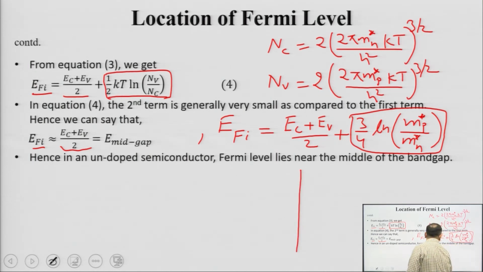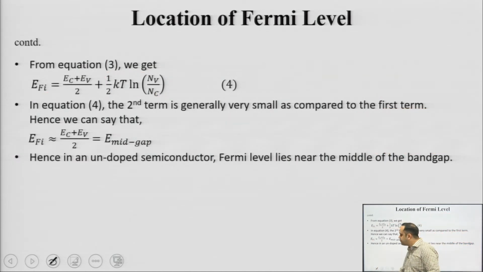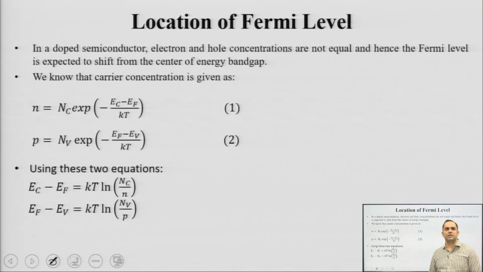On the energy scale, if this is E c and this is E v, okay, this is the energy scale. So, E c plus E v by 2 is nothing but the middle of this. Okay. It is known as mid gap energy. So, we can say that in an undoped, pure intrinsic semiconductor, the Fermi level lies more or less near the center of the energy band gap. Okay. So, this is for a pure case. Let us see what happens in a doped semiconductor.